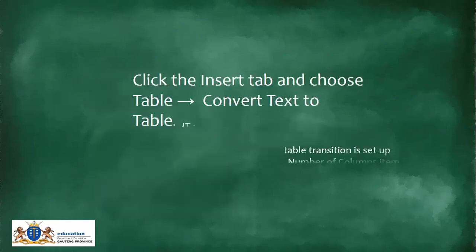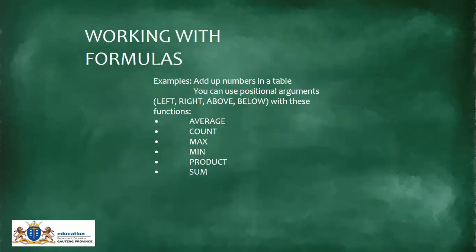Converting, we've spoken about this. You have seen how to convert this. Then also the formulas that we have. These are the functions. We've got an example, add up numbers in the table. You can use positional arguments, like where is what you want to add, is it on the left, right, or below? You understand? Can I try to experiment more on this?